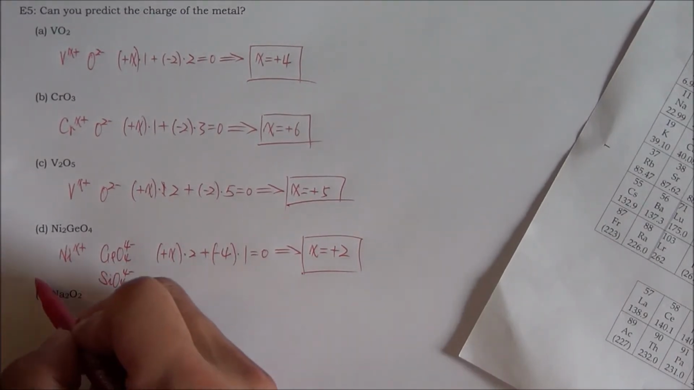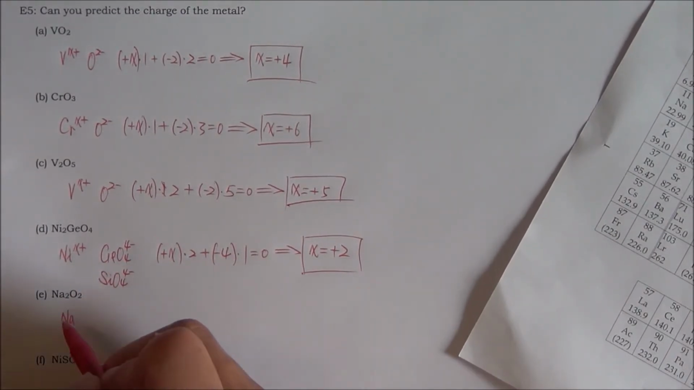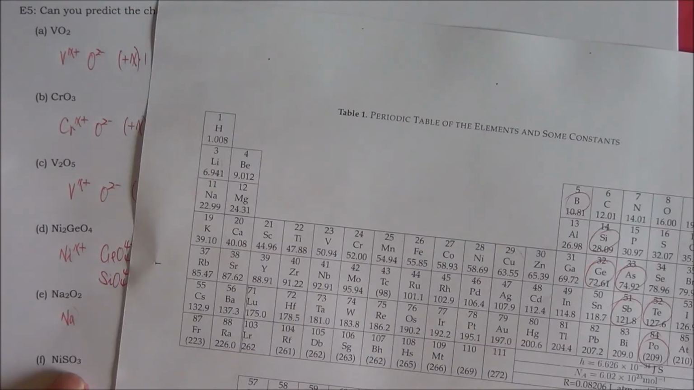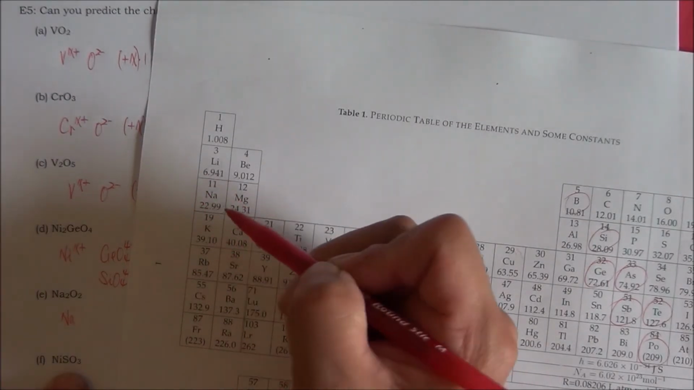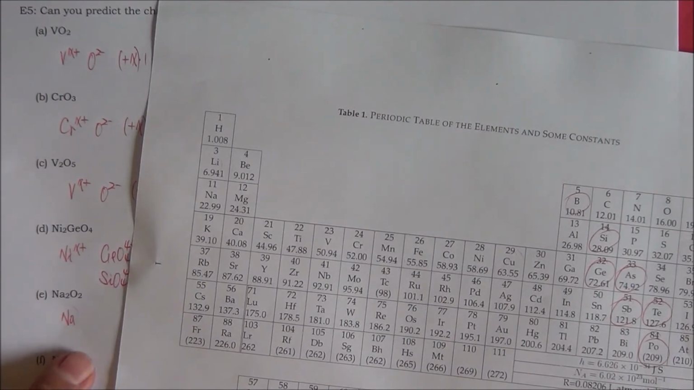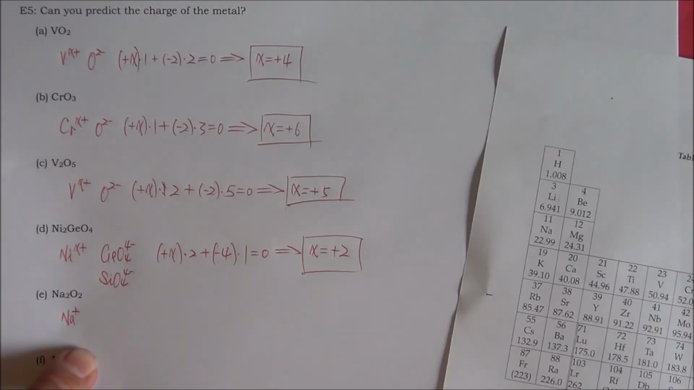When we look at problem E, we realize that the cation is made of sodium. If we look at the periodic table, we find that sodium is an alkali metal. Therefore, the charge should be +1. Then you will wonder, what will be the charge for oxygen in this case?